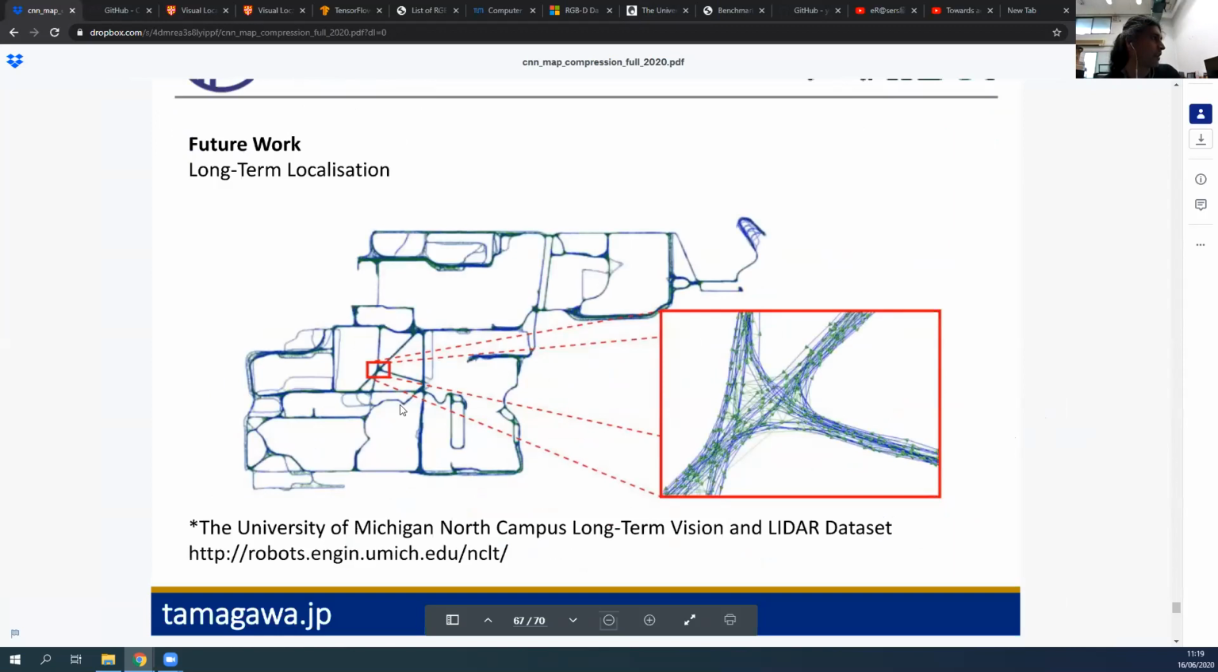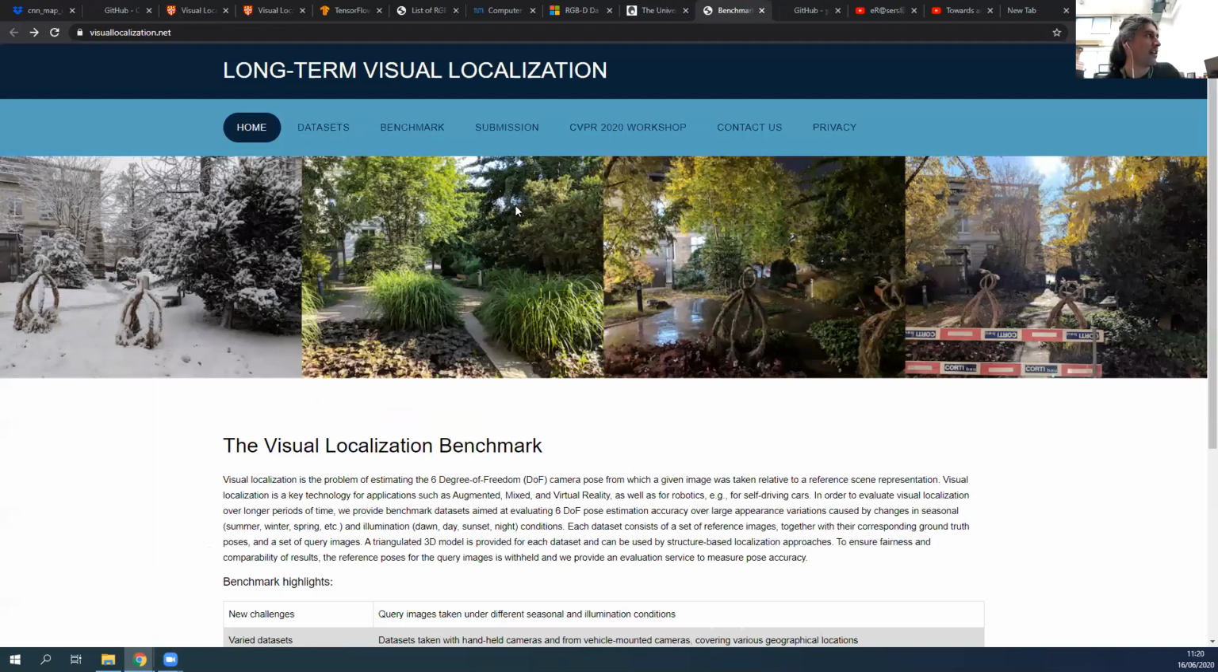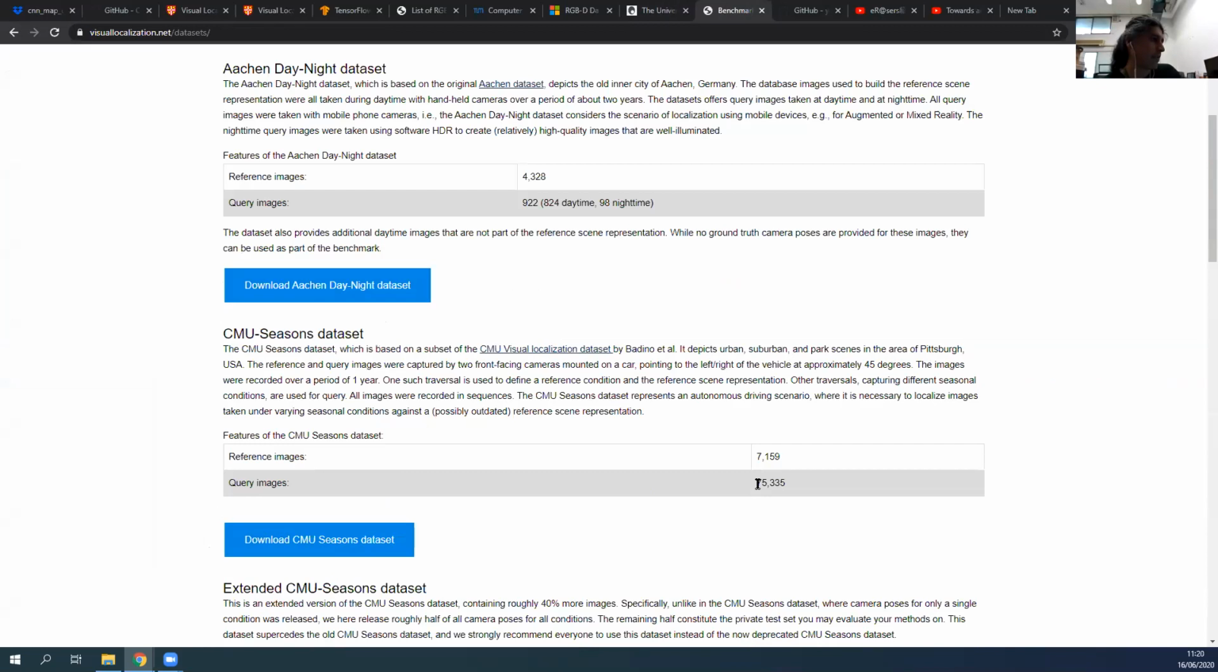There are some standard tests that you can enter, and they have these sets with input data for the same place in different seasons: winter, spring, summer, and fall. They appear in GDPR 2020, so this is a very recent data set. Again, they have this amount of images.